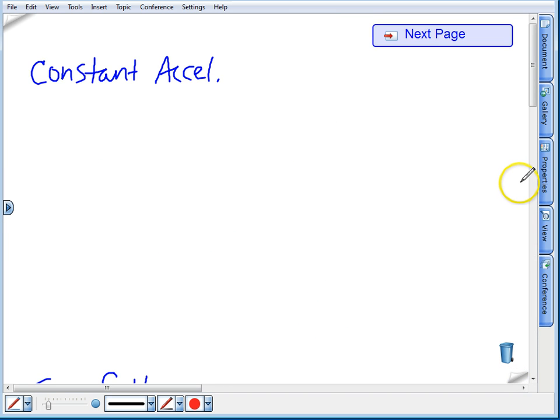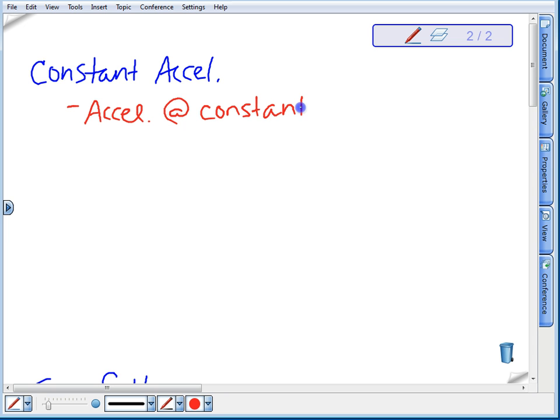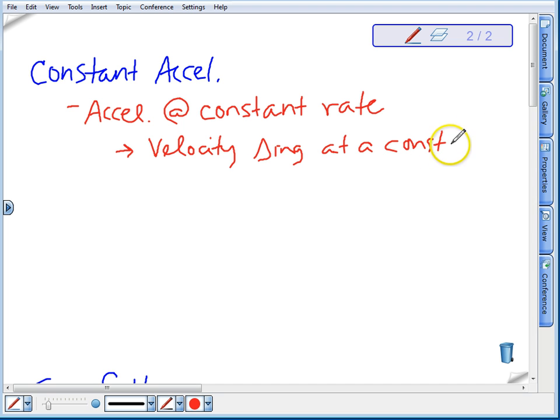All right, let's talk about a constant acceleration. If you have a constant acceleration, this means that you're accelerating at a constant rate. This does not mean that you have constant speed. This would mean that your speed or your velocity is changing at a constant rate. So it's not a constant velocity.